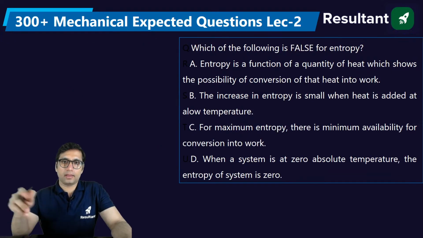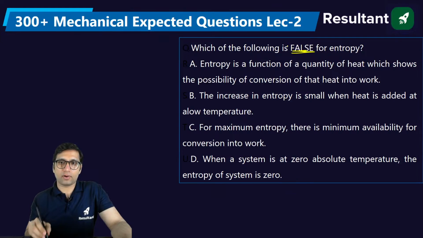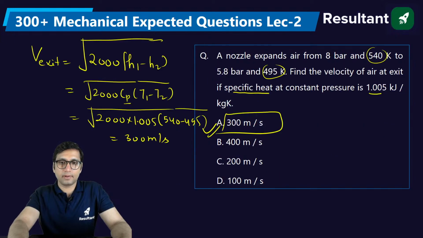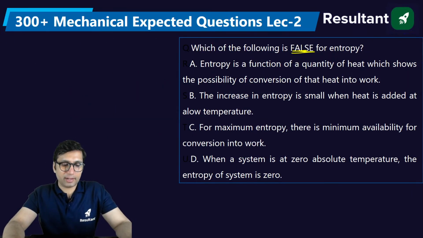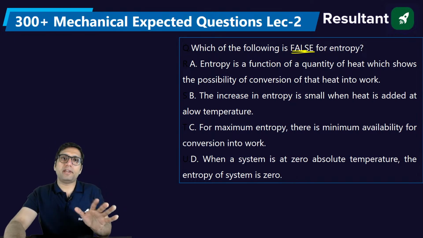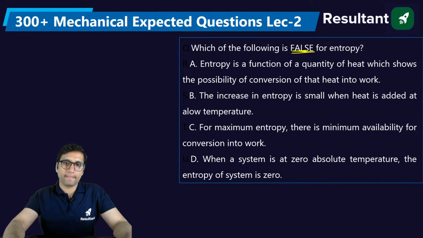Which of the following is false for entropy? False statement regarding entropy. Here the right answer will come out approximately 300 meter per second, not exactly but approximately. You can use the calculator. If you are getting 300.74, approximately 300, that is fine. Use the calculator. There is no problem in using a calculator, because if you are preparing for RRB JE CBT2 and SSC JE CBT2, then make use of the calculator.